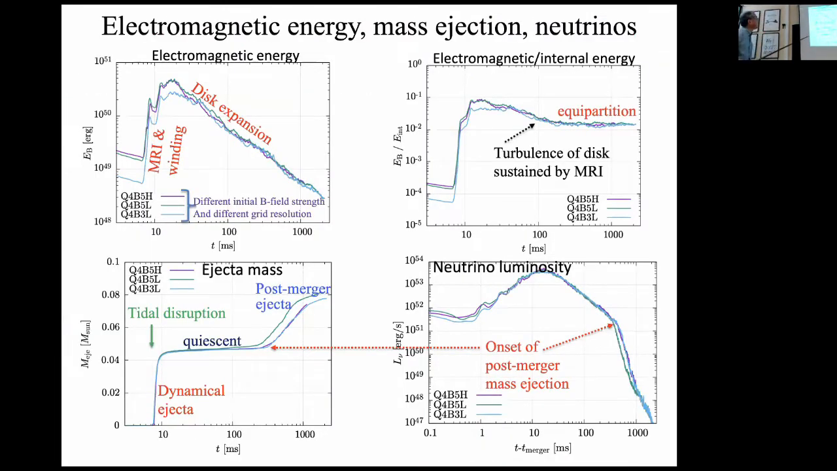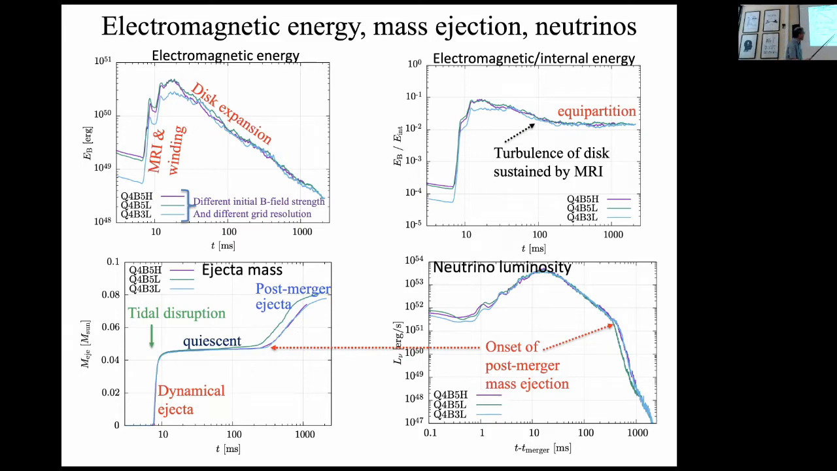So this is a summary of the evolution of electromagnetic energy, ejecta mass, and neutrino luminosity. So just focus on the ejecta mass and neutrino luminosity. As I said many times, we have 2 steps. One is dynamical mass ejection, and the other is post-merger mass ejection. This is clearly seen in one simulation. And also, the neutrino luminosity curve is something like this. But here, the neutrino luminosity quickly drops.